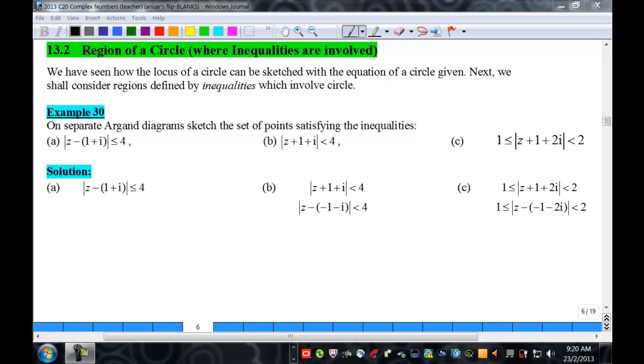Alright, in this section we're looking at the region of a circle, that is where inequalities are involved. Now we have seen how the locus of a circle can be sketched with the equation of a circle given in the previous section. Now we shall consider regions defined by inequalities which involve circles. Now let's take a look at example 30a.